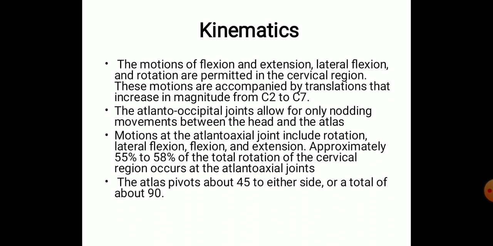Motions in the atlanto-axial joint include rotations, lateral flexion, flexion and extension. Approximately 55 to 58% of the total rotations of the cervical region occur at the atlanto-axial joints. The atlas pivots about 45 degrees either side, and a total of 90 degrees of rotation is possible because of this pivot action of the atlas joint.